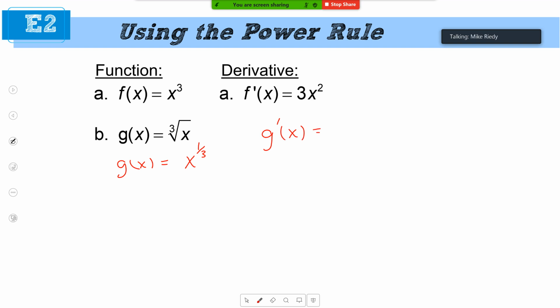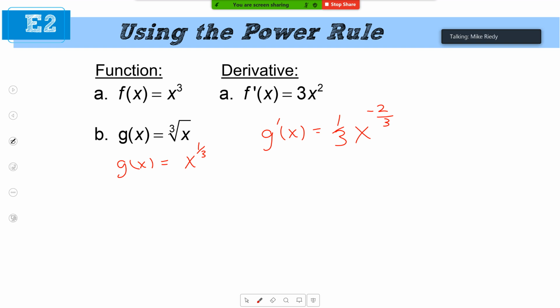Okay, forget about this problem. What's the rule, Paige? Take the exponent and move it to the front. Got it. And subtract 1. Good. So what's 1/3 minus 1, Paige? Negative 2/3. Outstanding. Good.